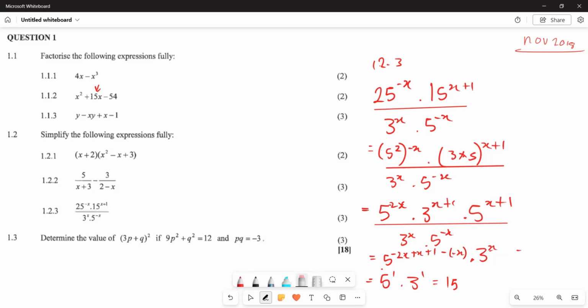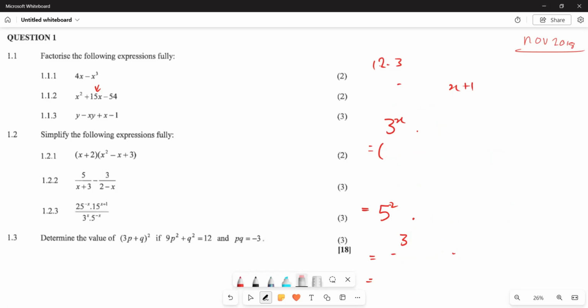Now let's look at our last question for this particular question, which is our 1.3, right? And find out in terms of what is required of us in there. Now, in this question, you are given: determine the value of (3p plus q) squared if 9p squared plus q squared is given by 12, and p multiplied by q is going to be negative 3. Let's look at this.